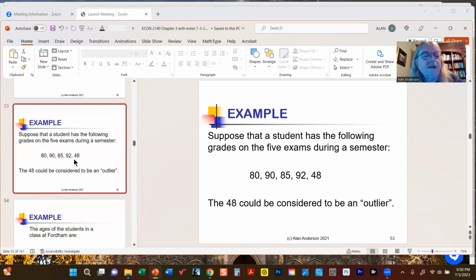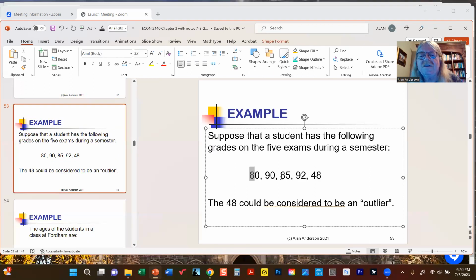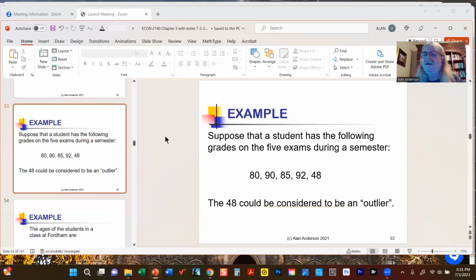Anyway, here's a quickie example. We have somebody who's sailing along throughout the semester, and all of a sudden they get a 48 at the end in the final. Well, you might want to think of that as an outlier. In other words, maybe they're having a bad day, maybe they weren't feeling that well. It does not reflect how well they've done up to this point. So you can think of that as an outlier. It means that something's probably wrong.